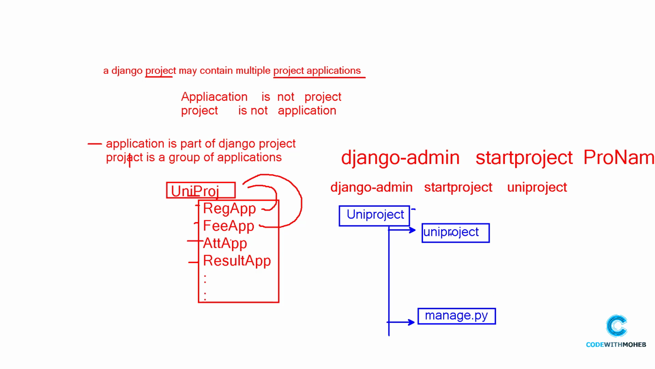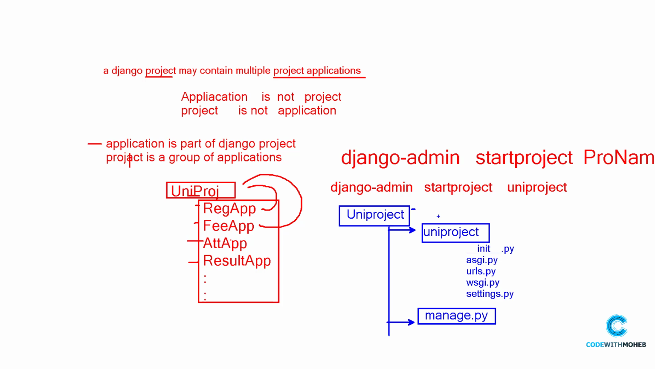Inside this inner project folder, we will have these files. One is __init__.py. The second we will have asgi.py. Next one we'll have urls.py. Another wsgi.py, and one other that is settings.py. These are the files that we will have inside the inner project.